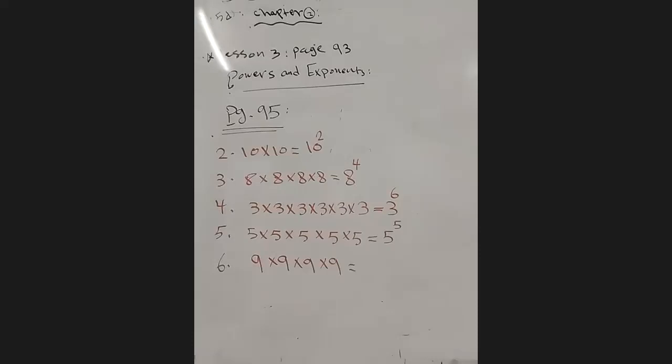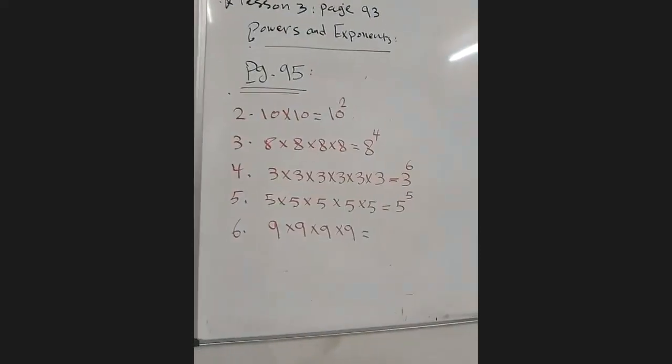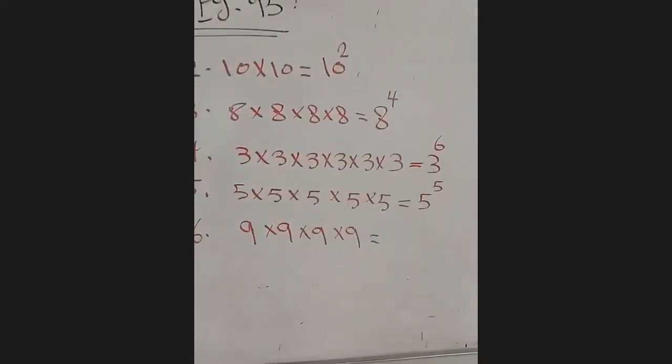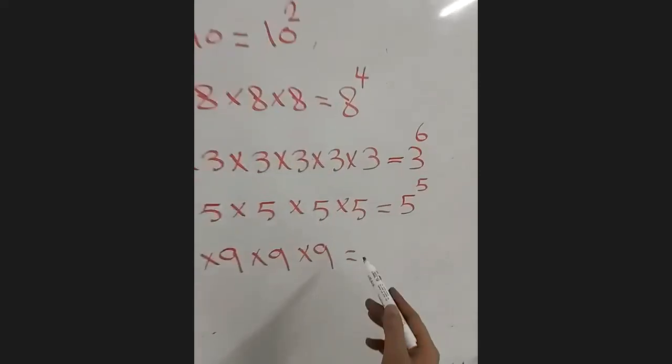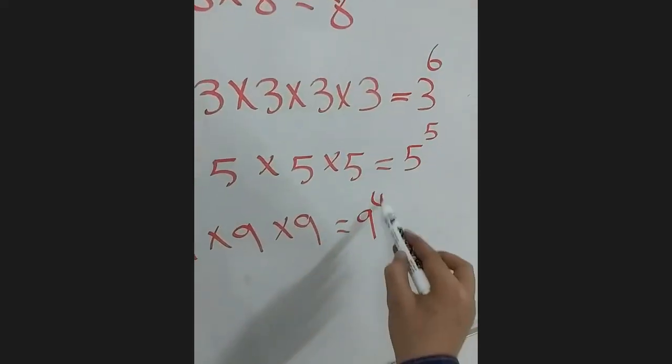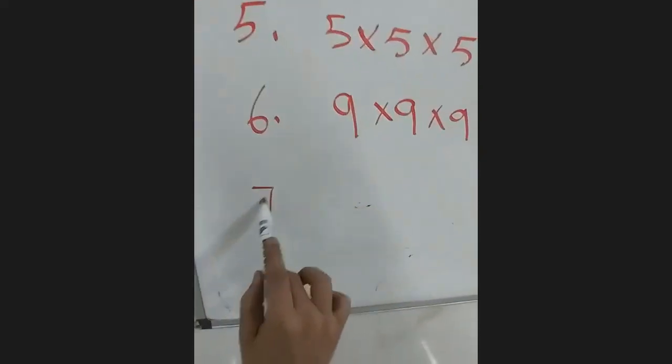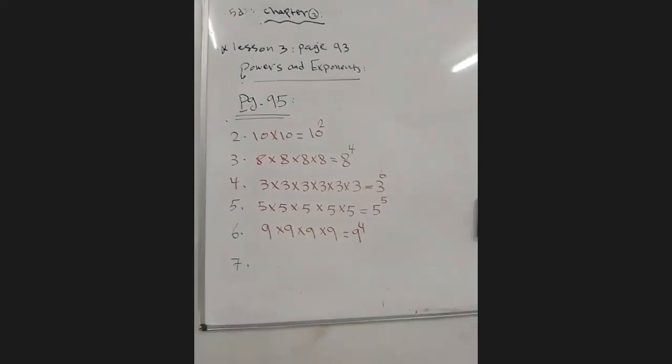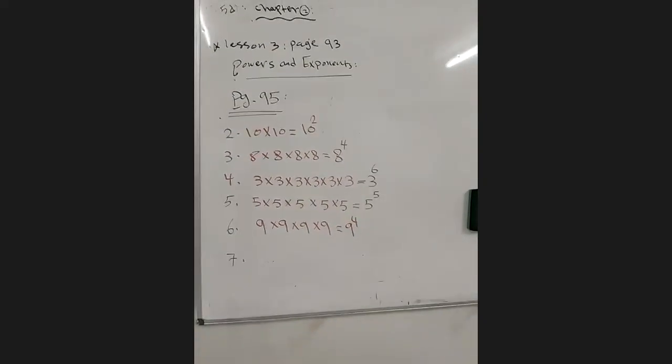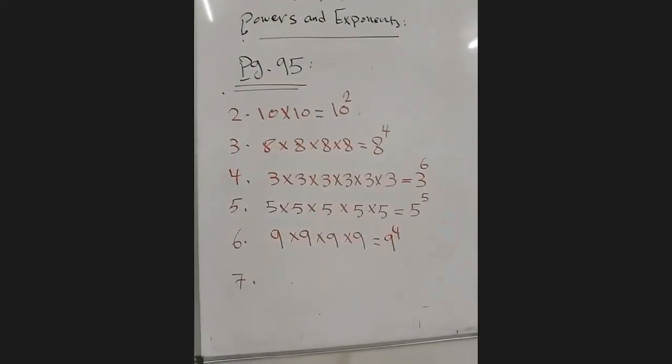Okay. Rawad, give me the answer of question 6. 9 to the power 4. Excellent. 9 to the power 4. Question 7. Yazan, are you here, Yazan? Okay, Yazan, we did question 6. Do for us question 7.